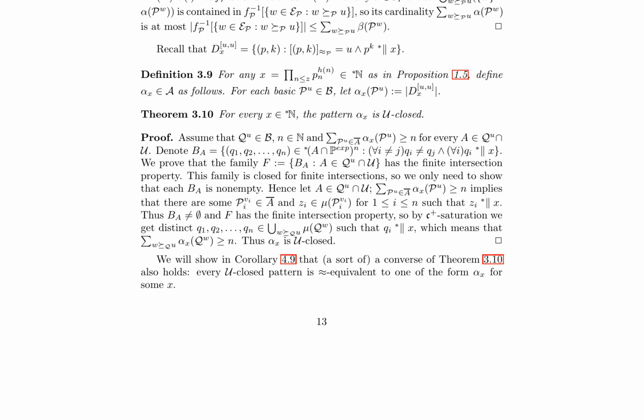Secondly, it presents theorem 3.10, which states that for any x in asterisk operator n, the pattern alpha x is U-closed. The proof involves showing that the family F of sets BA has the finite intersection property, achieved by demonstrating that each set BA is non-empty. By C plus saturation, it follows that alpha x is U-closed. Definition 3.9 is also introduced, defining alpha x, poo, as the cardinality of the set D, U, U, x for each basic poo in B. This definition is used in the proof of theorem 3.10.